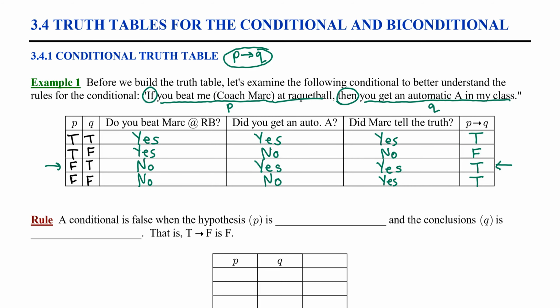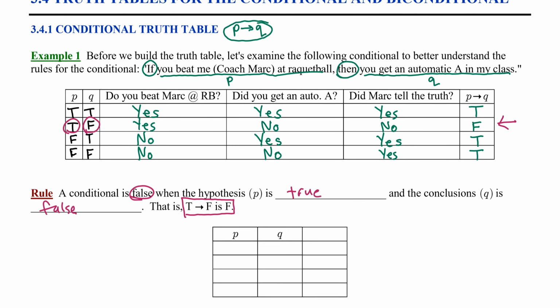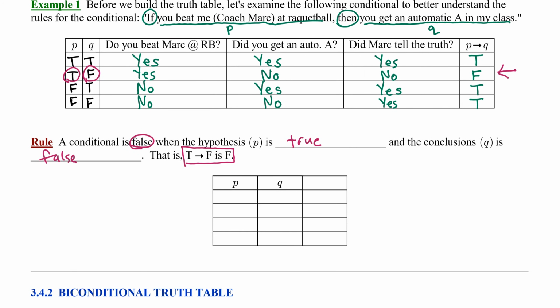So let's attempt to summarize this truth table in a single rule. Here it is. A conditional is false. Did you notice that's the only one that really stands out? Every other time it's true. So that's the one I want to focus on. A conditional is false when the hypothesis P is true and the conclusion Q is false. That is, true implies false is false. That's a great and concise way to memorize this particular rule.